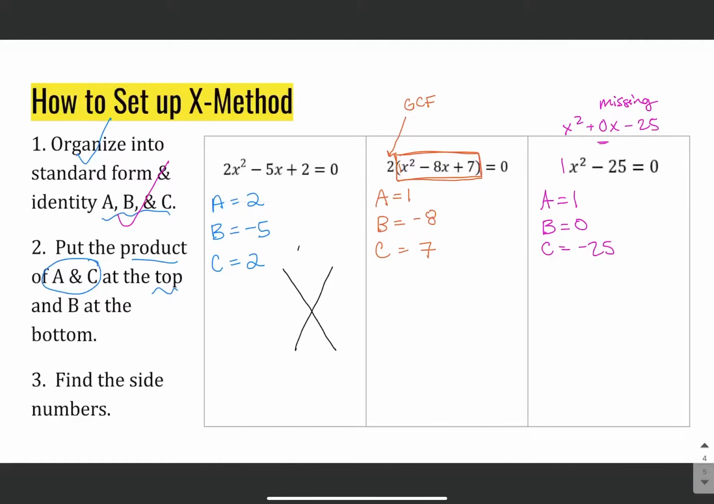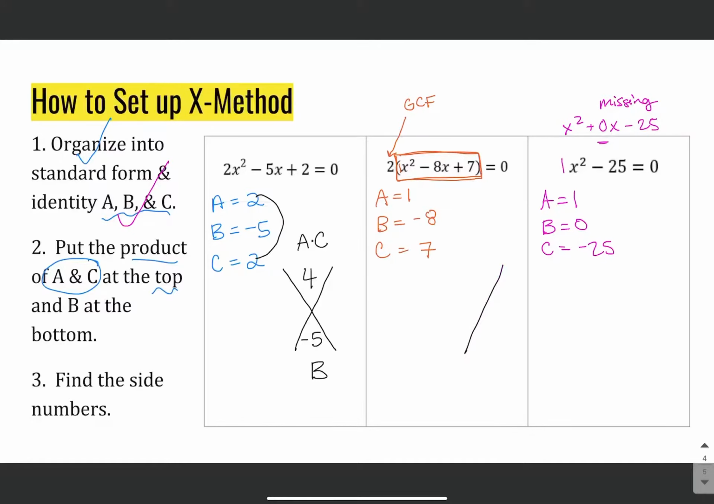And we're going to do A times C at the top, and then B is going to go at the bottom. So let's look. 2 times 2, that's going to be 4. And -5 goes at the bottom. Okay, that's not too bad. Let's go ahead and do that for these others.